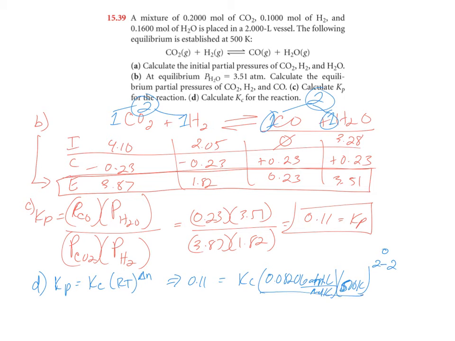Anything to a 0 power, which is what this is raised to, is going to be 1. So this all reduces to 1. So you have 1 times your K sub C, which is just K sub C. K sub C equals 0.11.